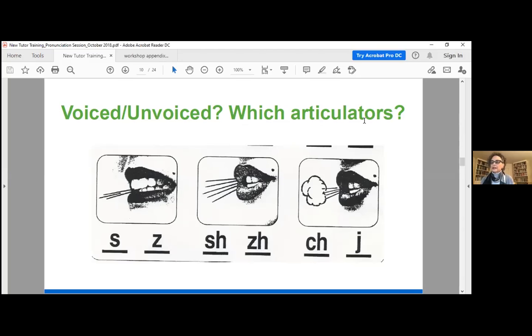The next sound is CH and J, like in church, CH, and J like in judge. CH, J. Which one do you think is the voiced one there? J. Excellent.